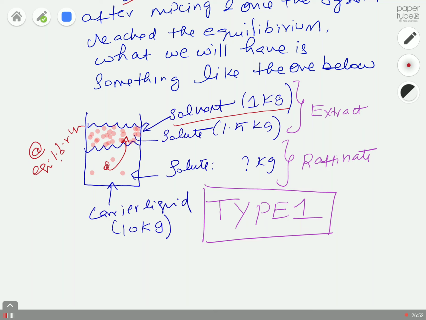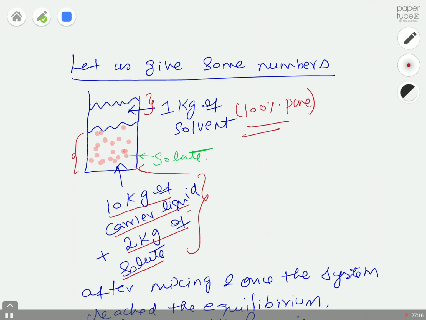So you are going to see exactly 1 kg of solvent on the top, and 10 kg of carrier liquid at the bottom, because both are completely immiscible. Then some solute moved from your carrier liquid, or your feed mixture, to your solvent. Let's assume you have 1.5 kg of solute in the solvent, and if you go back, you started your experiment with 2 kg of solute in the feed mixture. So something should have moved to your solvent side.